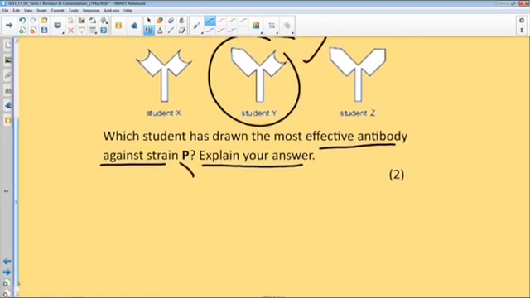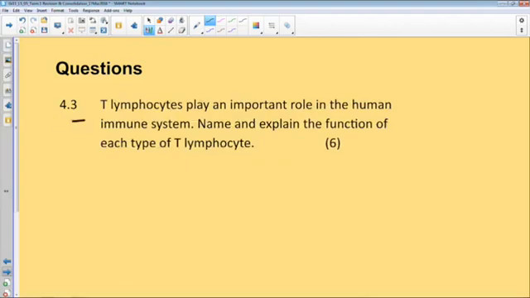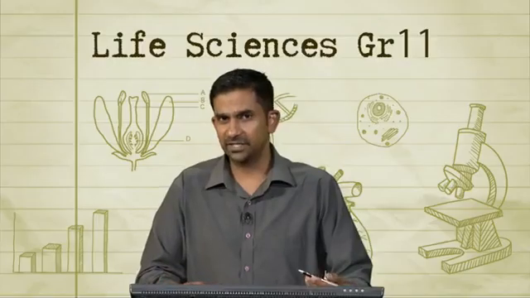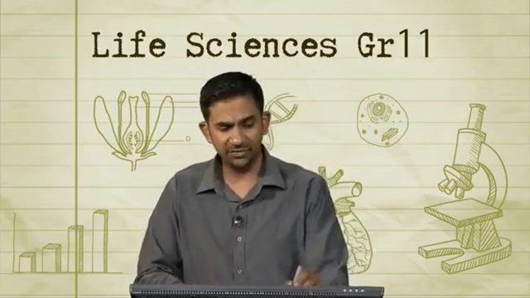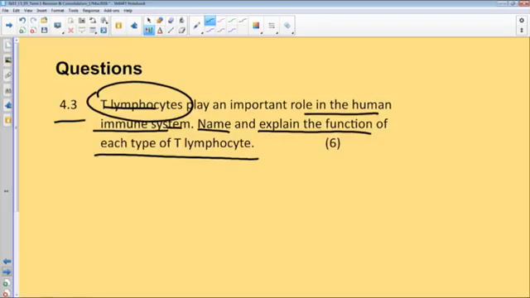Okay, cool. So guys, we looked at those questions. Let's look at one more related to this. T lymphocytes play an important role in the immune system. Name and explain the function of each type of T lymphocyte. So guys, remember that when we talk of HIV and how the body responds to an HIV infection, we refer to our CD4 cells, our complementary defense cells, which are part of your T lymphocytes. So we've got to discuss the role in the immune system, and name and explain the functions of each type of lymphocyte.